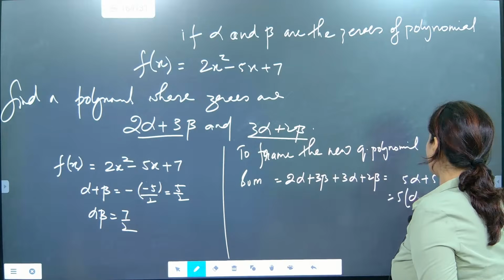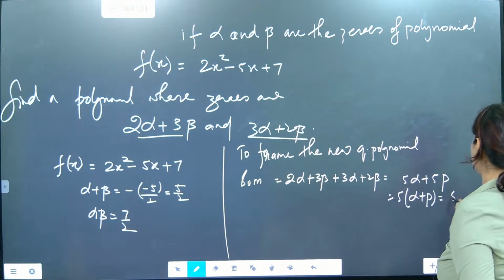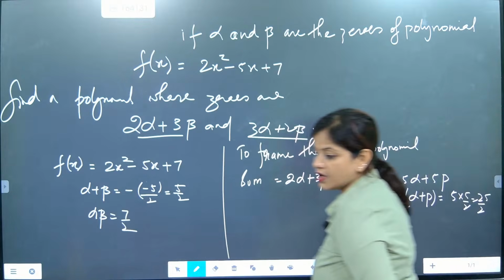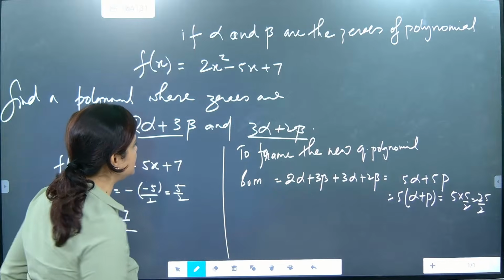So 5 take common, it is coming alpha plus beta. And alpha plus beta value is 5 by 2. So 5 into 5 by 2, it will come 25 by 2. 5 into 5 by 2, how much it is coming? 25 by 2. People are seriously sleeping or what?